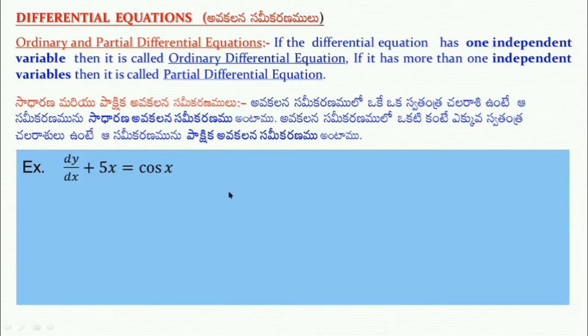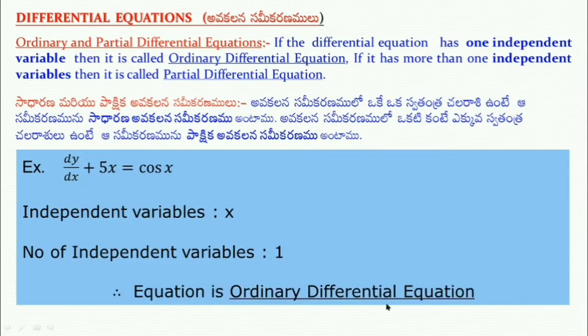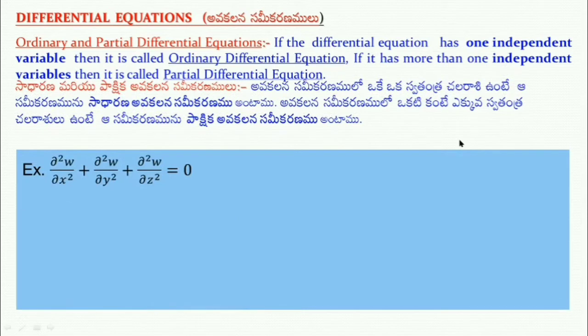So here we have an equation. In this equation we have one independent variable x, only one independent variable x. So that's why the number of independent variables is 1. So that's why it is an ordinary differential equation, because it has only one independent variable.